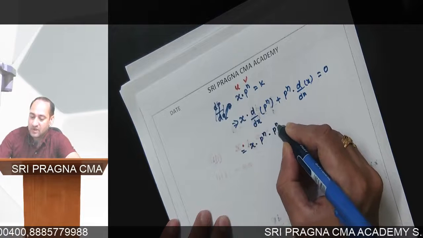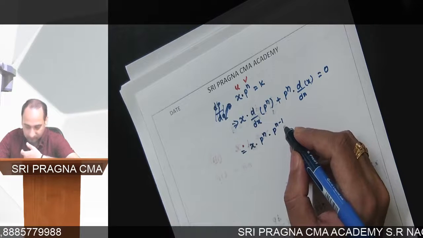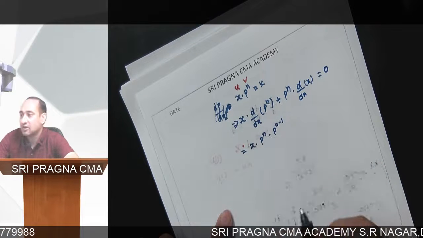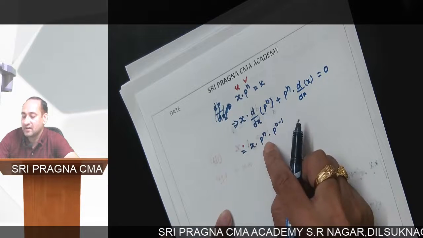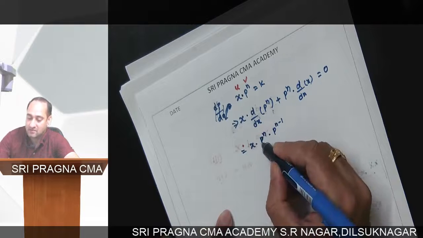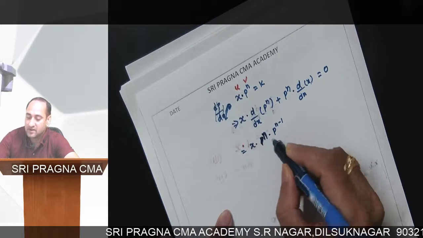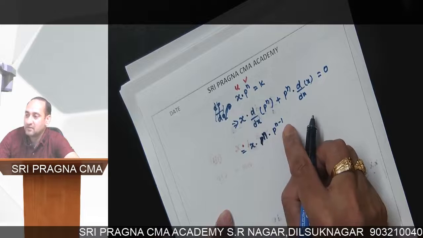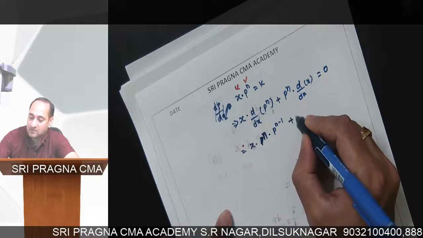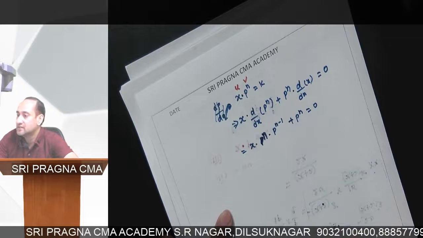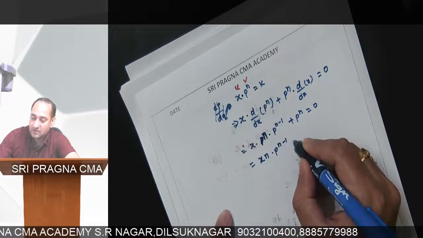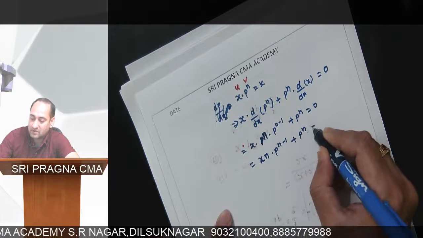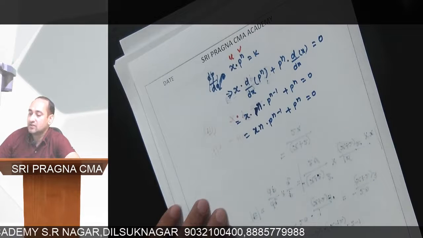Okay. Now, we are going to do x into p to the power n, right? So p to the power n minus 1. Is it clear? And will it be p to the power n or n? Tell me. What I need to write? P to the power n or n? N, right? I have written wrong here. It will be n into p to the power n minus 1, and plus p to the power n is equal to 0. Is it clear? So x n p to the power n minus 1 plus p to the power n is equal to 0. Is it clear to all of you?